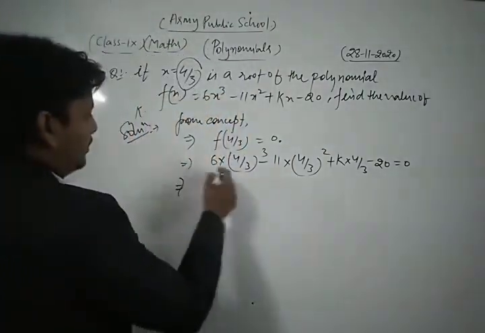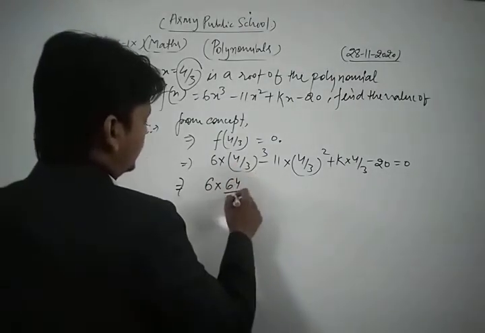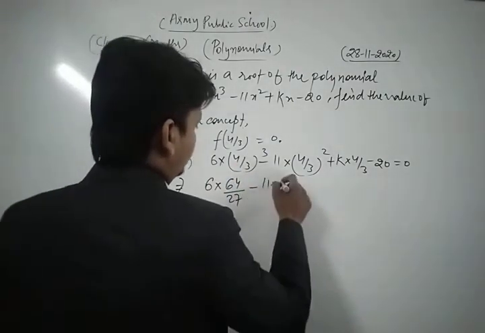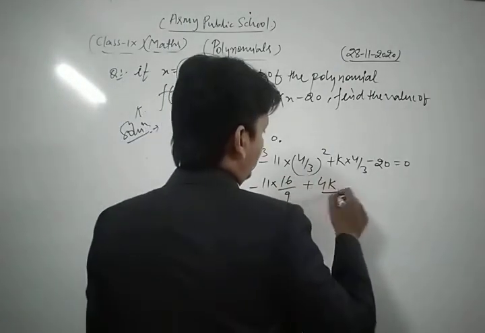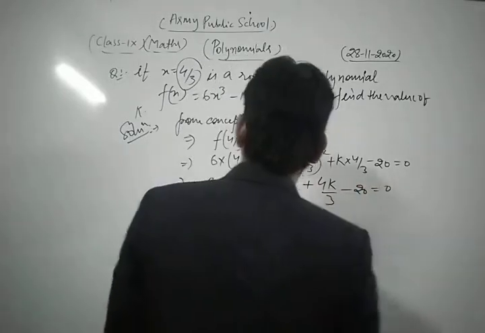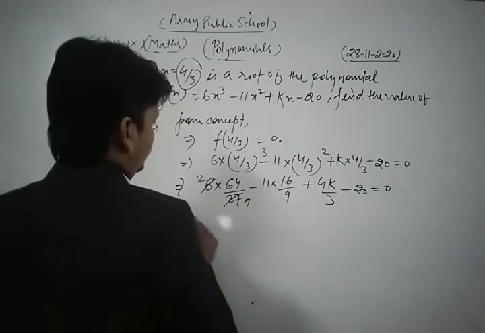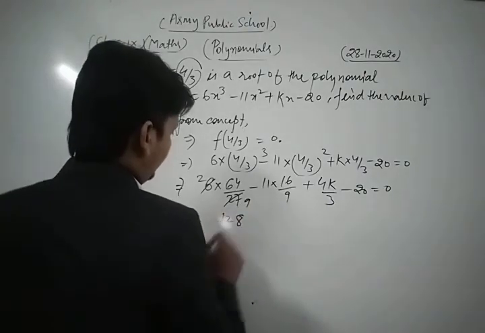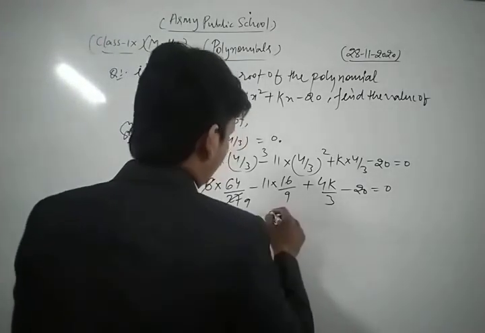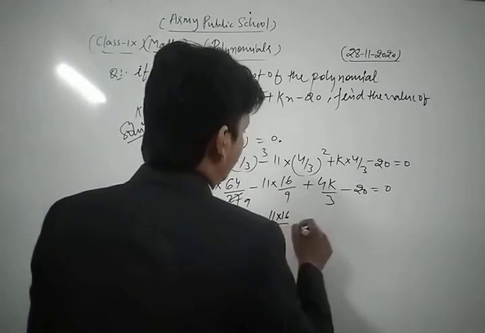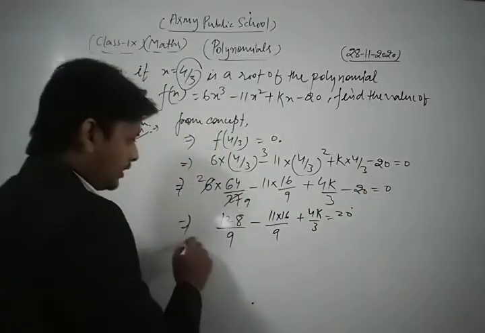Now we should simplify them. 6 into 64 upon 27 minus 11 into 16 upon 9 plus 4k upon 3 minus 20 is equal to 0. Now we get 128 upon 9 minus 11 into 16 upon 9 plus 4k upon 3 is equal to plus 20, transfer that side.